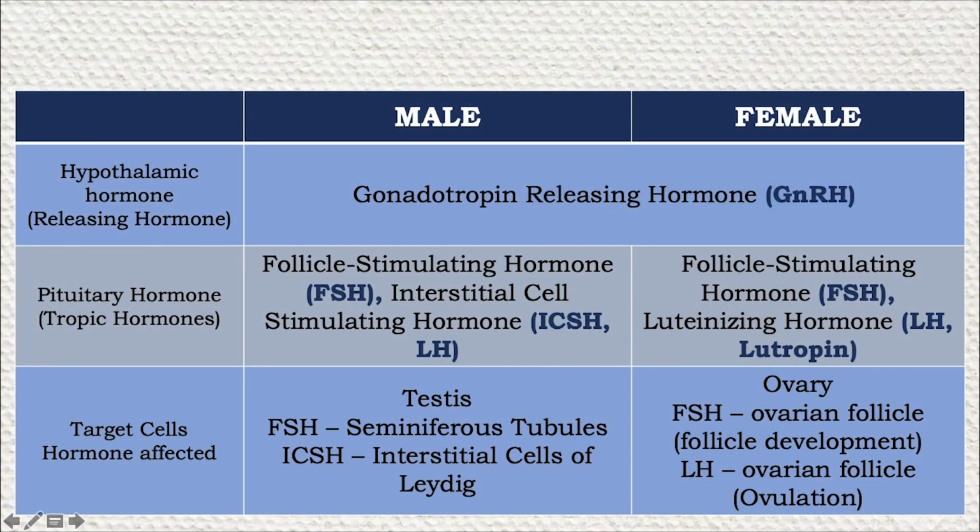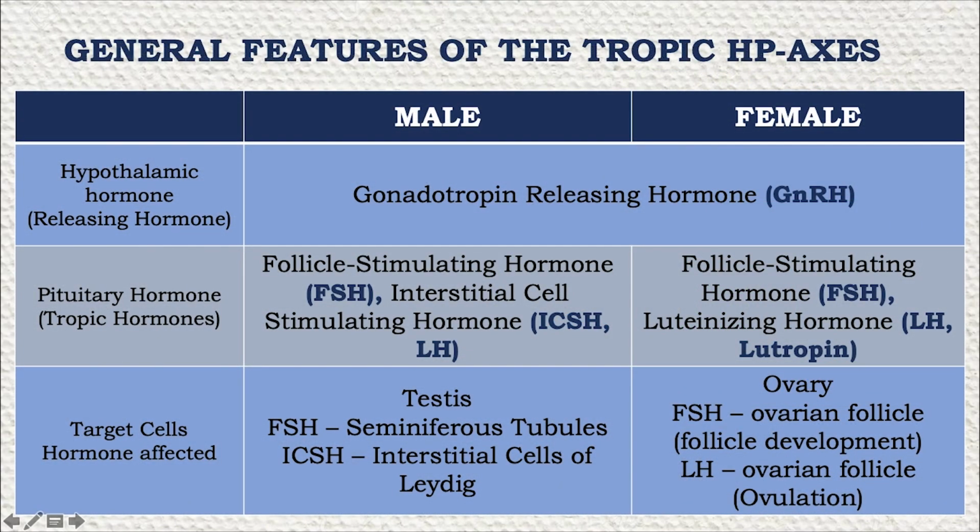In the case of the HB gonadal axis, the releasing hormone from the hypothalamus is the gonadotropin releasing hormone, or GnRH, for both male and female. For the tropic hormones, for the male, it's actually the same. It's both FSH and LH, though they vary in the nomenclature for the LH.